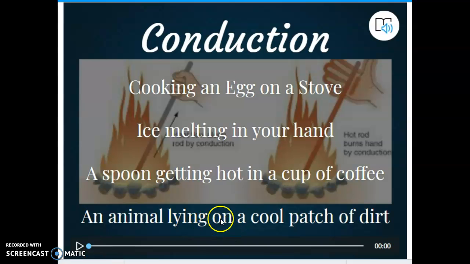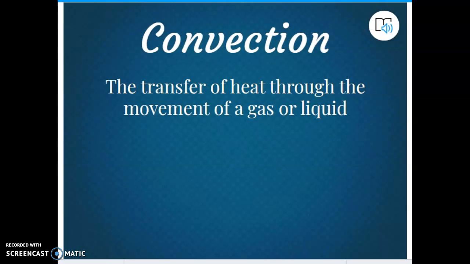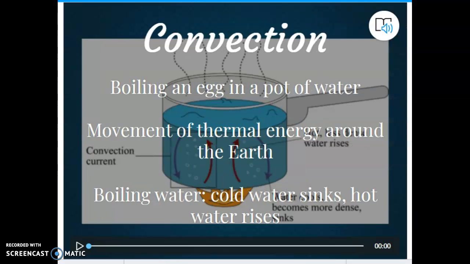We talked yesterday a lot about an animal lying on a cool patch of dirt and how that's actually kind of an interesting thing that happens. But we have conduction. Along with conduction, we have other methods of heat transfer, such as convection. And convection is when heat transfers through a gas or through a liquid. For example, you can look in here and you can see this convection cell going on inside of this pot of water. Boiling an egg is convection because it's moving it through water.